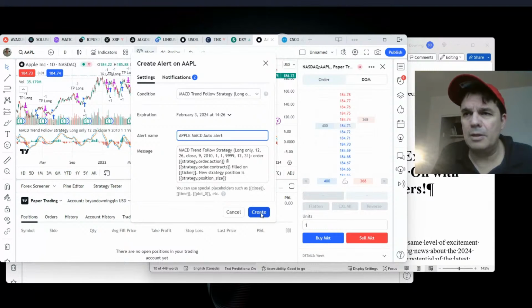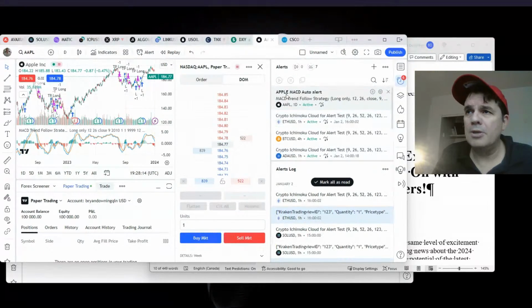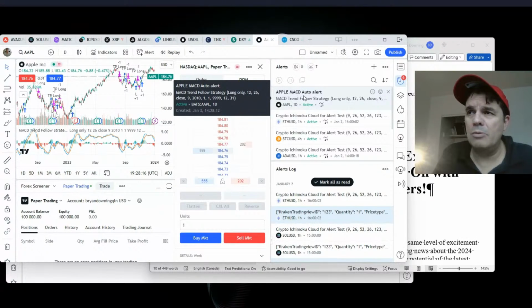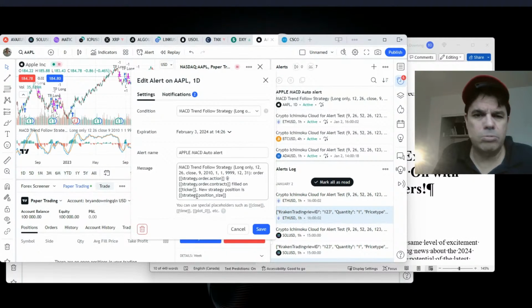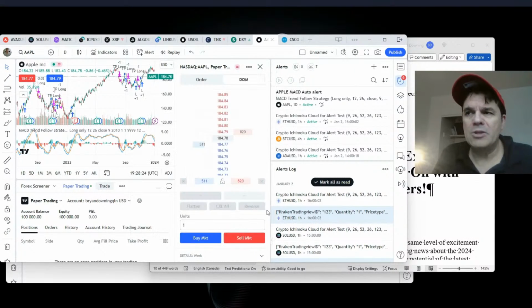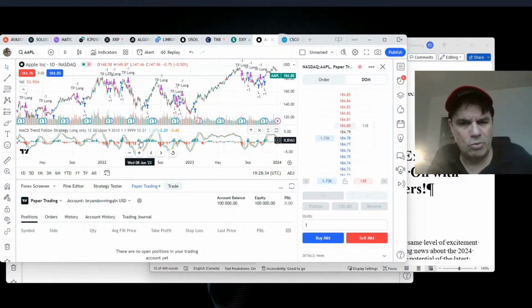So we create the alert, right? Boom. Here's our alert section. Here's our new alert. In there, we can pause it, we can remove it, and we can also go back and configure it. So what will happen is when the strategy is running, you'll get an alert in the choices I made, via email or via phone.